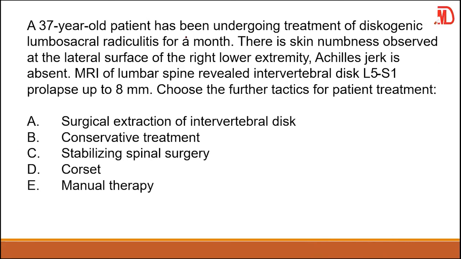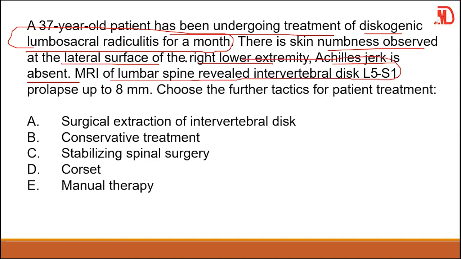A 37-year-old patient has been undergoing treatment of discogenic lumbosacral radiculitis for a month. Again, you already know this condition. We've talked about this condition a million times. There's a skin numbness observed at the lateral surface of the right lower extremity. The Achilles jerk is absent. MRI of the lumbar spine revealed a prolapse of the intervertebral disc at L5 to the first sacral vertebra. Now, choose the further tactics for patient treatment.